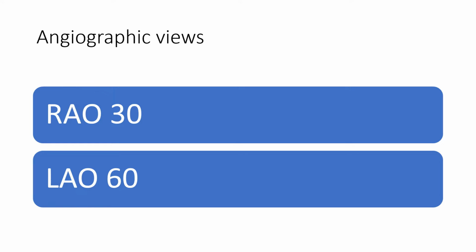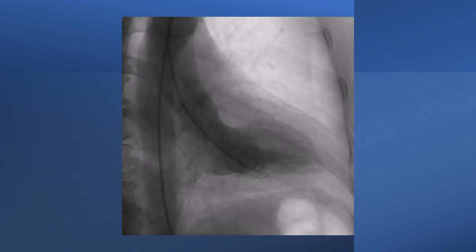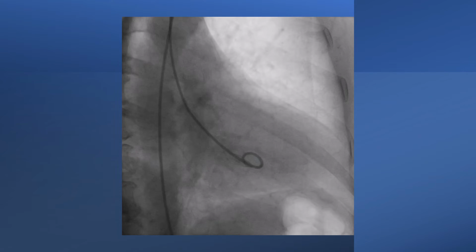About the angiographic views, there are two standard views, and these are the RAO view with a 30-degree angulation and the LAO view with 60-degree angulation. The RAO view allows one to assess the anterior, the apical, and the inferior wall of the left ventricle. Also, it allows one to assess the severity of mitral regurgitation, and in this case, more angulation, up to 40 degrees, is required to assess the mitral valve. And this is a live case of LV angiography in the RAO view.